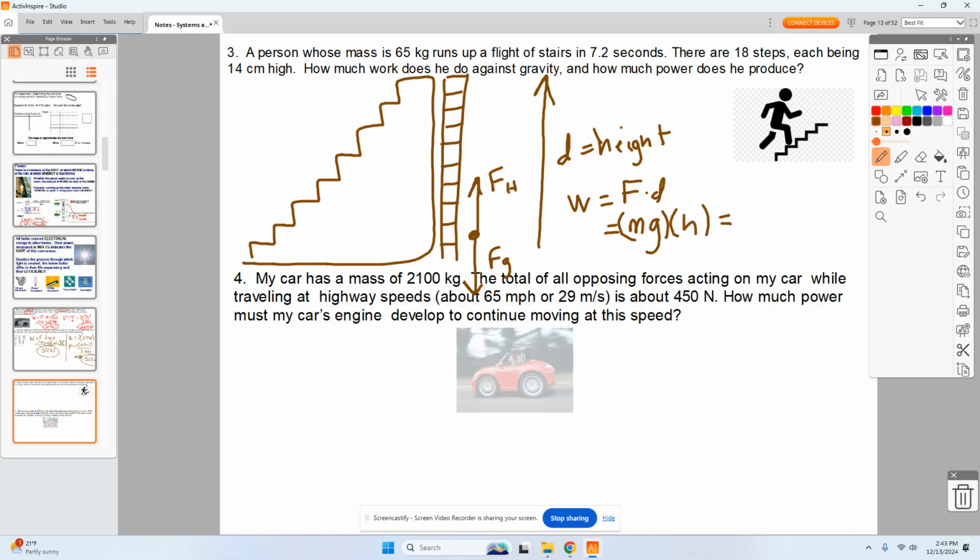So I just take 65 kilograms, multiply that by 9.8. The height is 18 times 0.14. That would get me the amount of work he does, and he does about 1,605 joules. If he's doing that in 7.2 seconds, we can get a power. 1,605 divided by 7.2 means that he's developing power of about 222 watts.